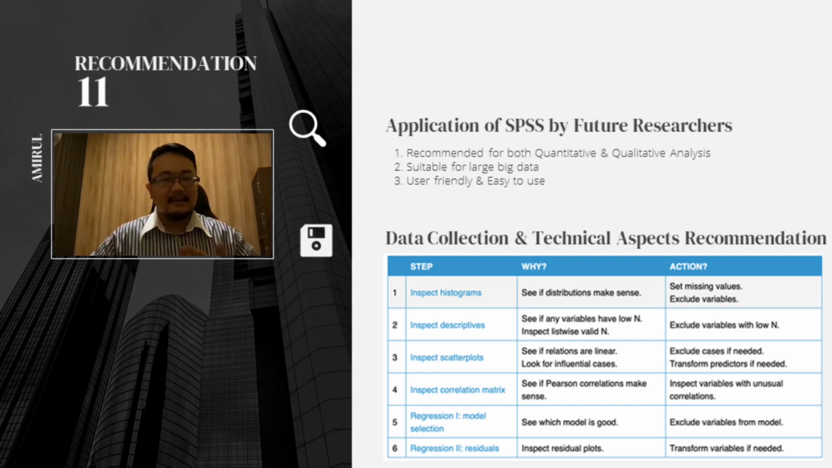According to Bird, firstly, inspect the histogram to see if the distribution makes sense and set missing values or exclude variables. Secondly, inspect descriptives to see any variable with low n. Inspect the listwise valid n and exclude variables with low n. Thirdly, inspect the scatter plot to see if relations are linear and exclude or transform cases of predictors respectively if needed. Lastly, inspect the correlation matrix to see that Pearson correlations make sense and inspect variables with unusual correlations. That's all for me, thank you.